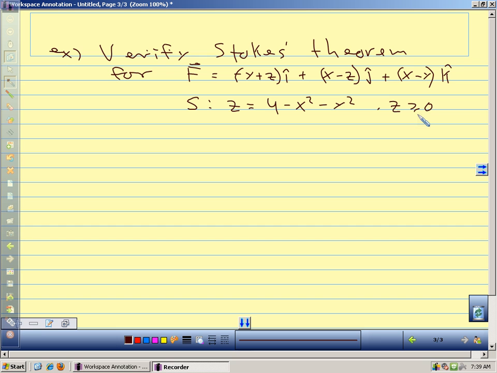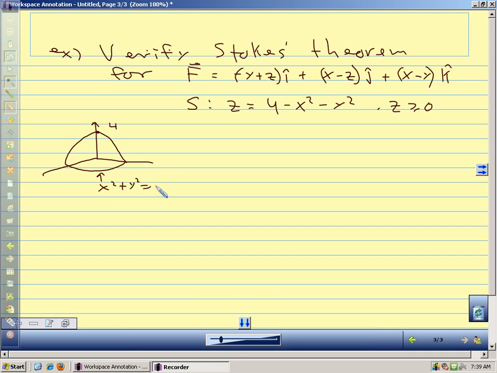So first off, what is this surface? Let's make a quick sketch of this surface. We have a paraboloid. So we're up here at z equals 4. I'm going to sketch a quarter of the region. So there's z equals 4, and in the xy plane, we have x squared plus y squared equals 4.